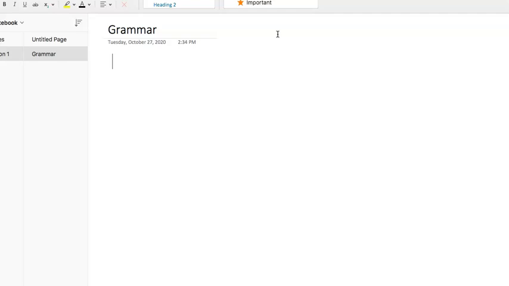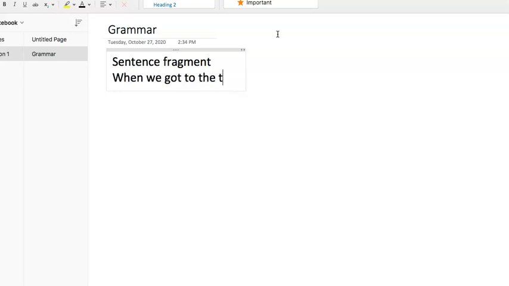Okay, so if we're looking at a sentence fragment, it is either missing the subject or the verb, right? That action being described. So let's look at an example. How about this one? When we got to the theater.